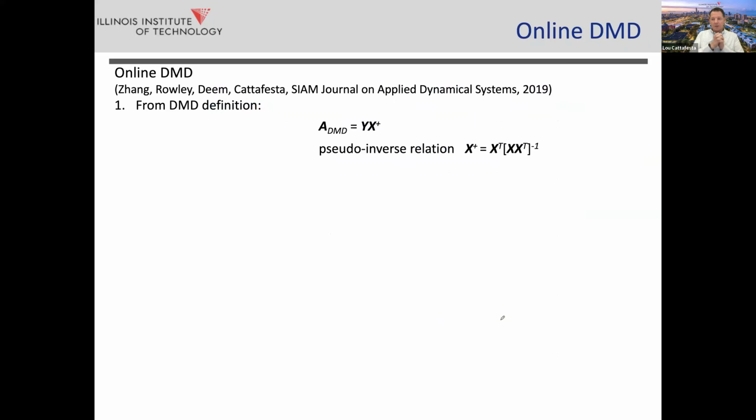So this is a trick that Clancy Rowley's student, Dr. Zhang, came up with. It's a pretty clever trick. So remember that I told you that the state matrix, this transition matrix or A matrix, which we don't really want to compute, we just want to know its spectral properties for most applications. But in flow control, we actually need to know this matrix in order to implement control. And so we're going to say that it's a product, remember, of the matrices Y and the pseudo inverse.